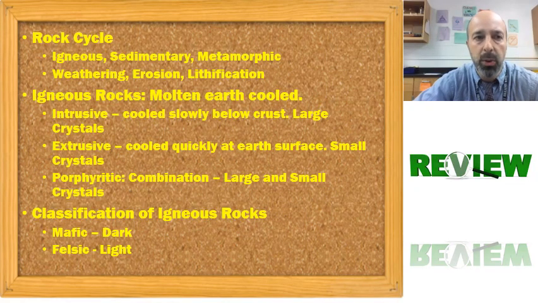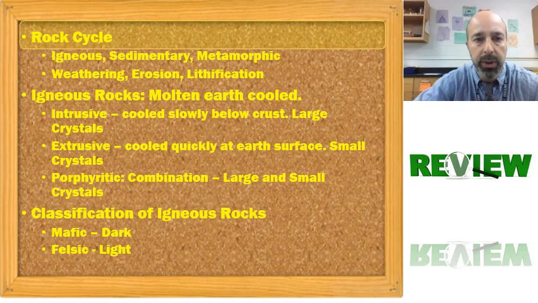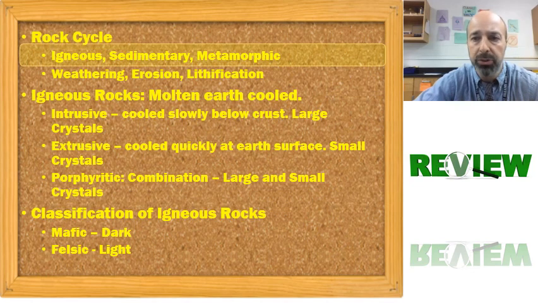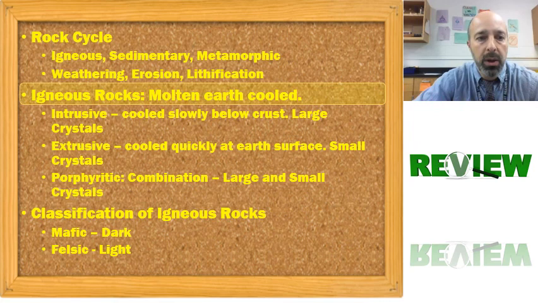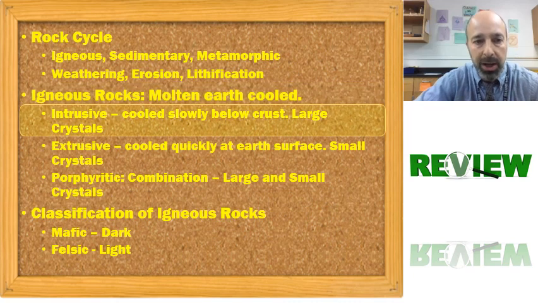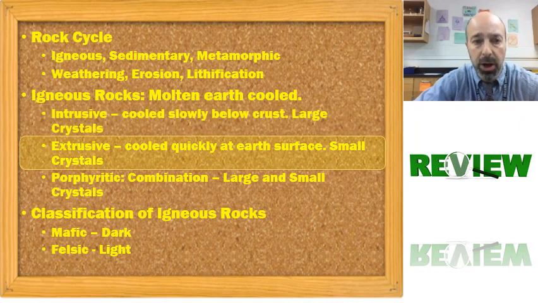All right, there you have it. We're going to be learning about rocks this week. So we reviewed the rock cycle, which you've probably already learned about. And you might remember that it is made up of igneous, sedimentary, and metamorphic rocks. We learned some words like weathering, erosion, and lithification. We learned a little bit of detail about igneous rocks, which are molten earth that has been cooled, otherwise known as hard lava. There are intrusive rocks, which are cooled slowly below the crust and have large crystals.